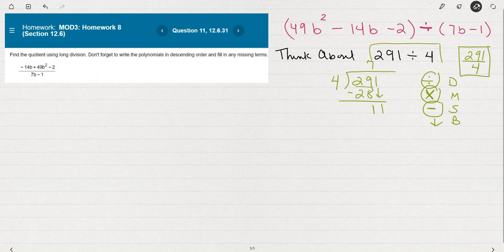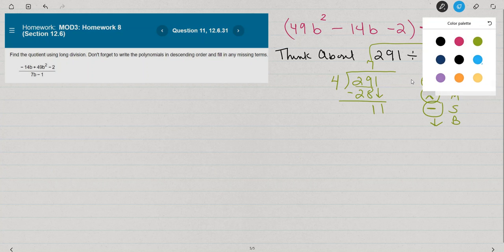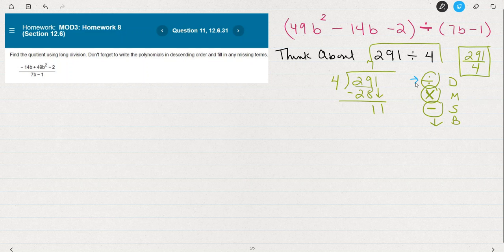I'll go back here to divide. Now I've got 11 divided by 4. 4 goes into 11 twice. Multiply. 2 times 4 is 8. Subtract. 11 minus 8 is 3. And there's nothing else to bring down, so I could say that this is a remainder 3.